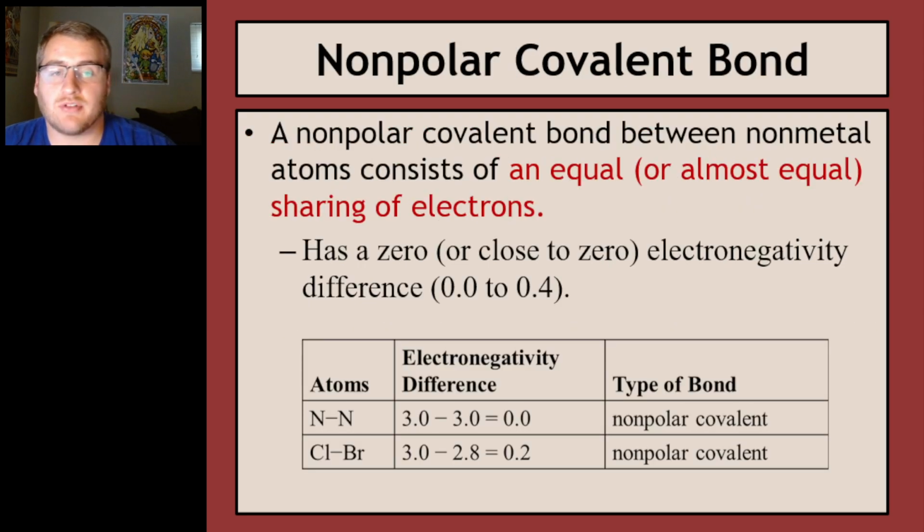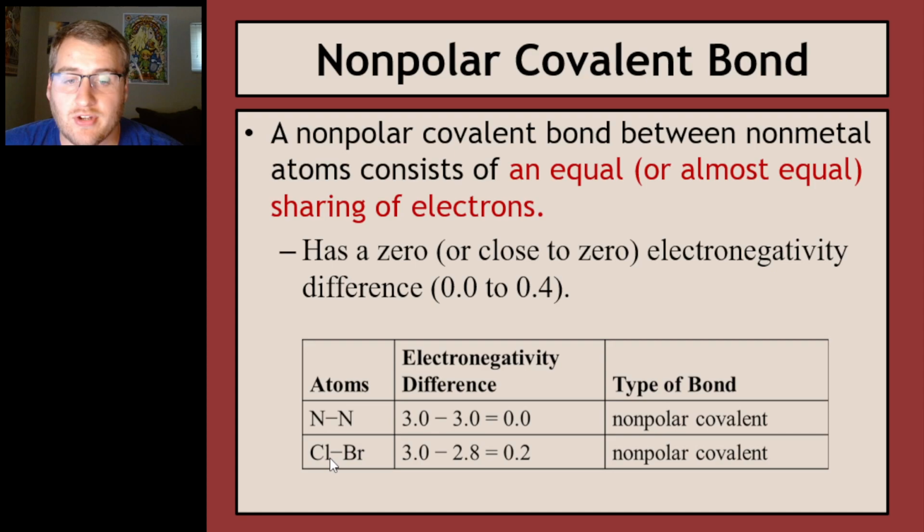That also comes down to the electronegativity. A nonpolar covalent bond between nonmetal atoms consists of an equal or almost equal sharing of electrons. It has a zero, or very close to zero, difference in electronegativity. So I kind of said that before, but here's some examples. If you have two nitrogen atoms, for example, we'll learn in a second they both have an electronegativity of 3. And that makes sense that they'd be the same because they're both the same atom. So that difference is 0. That would be a perfectly pure covalent bond, also called a nonpolar covalent bond. So anytime you have the same atom bonded to itself, it's always nonpolar.